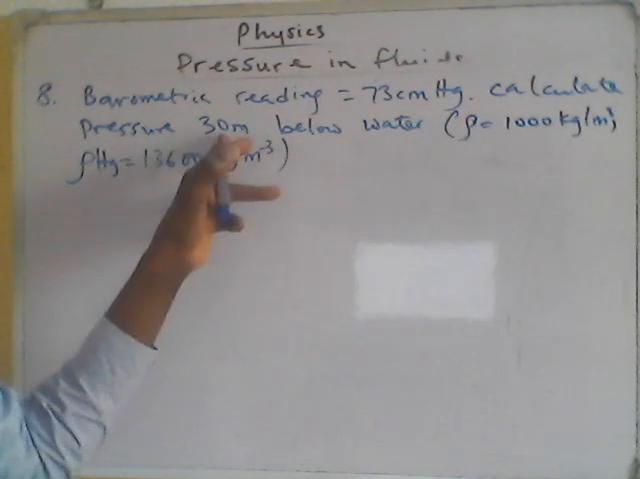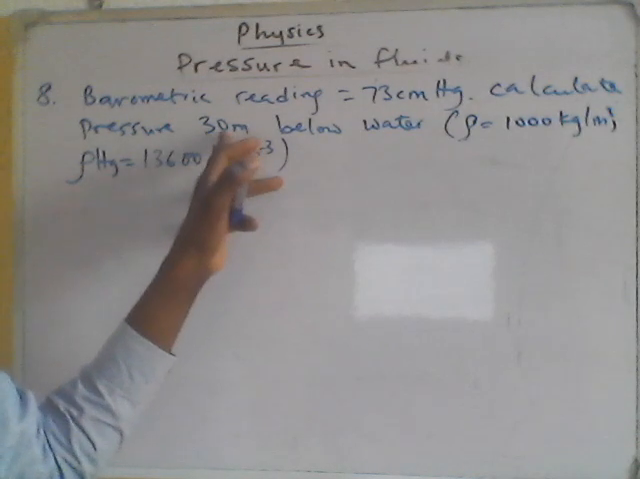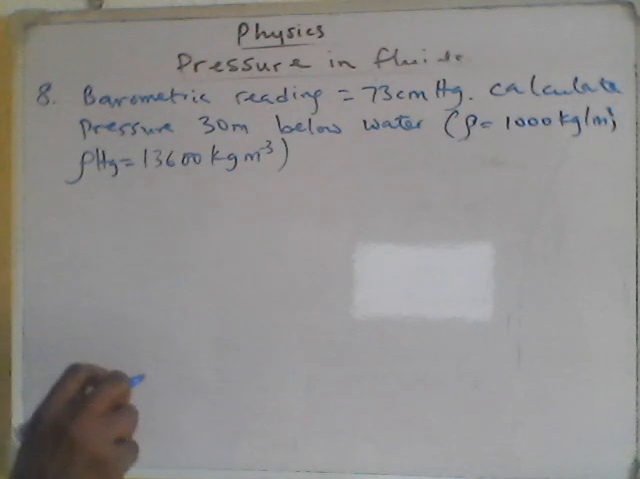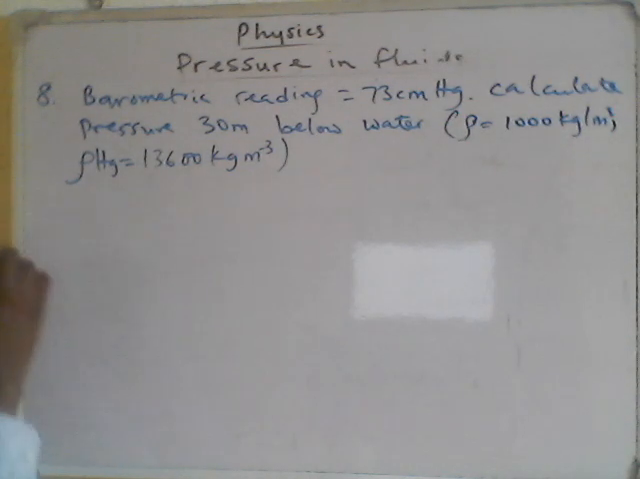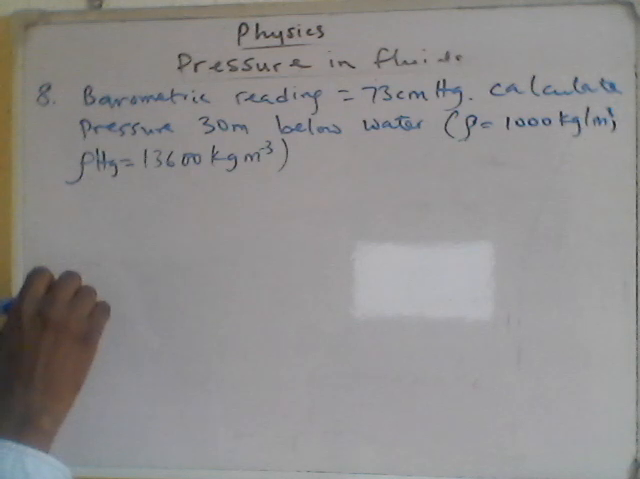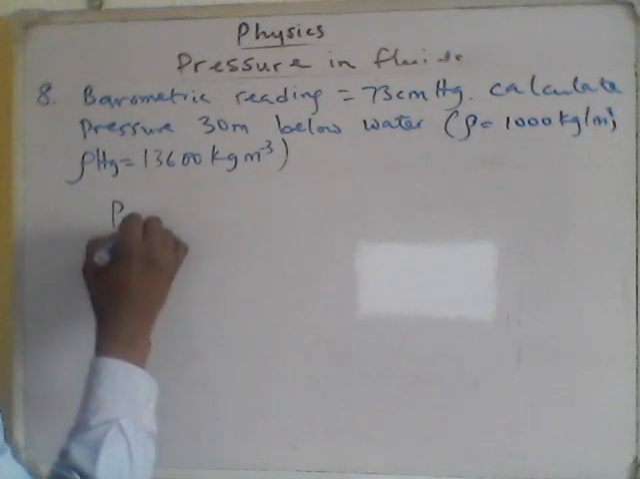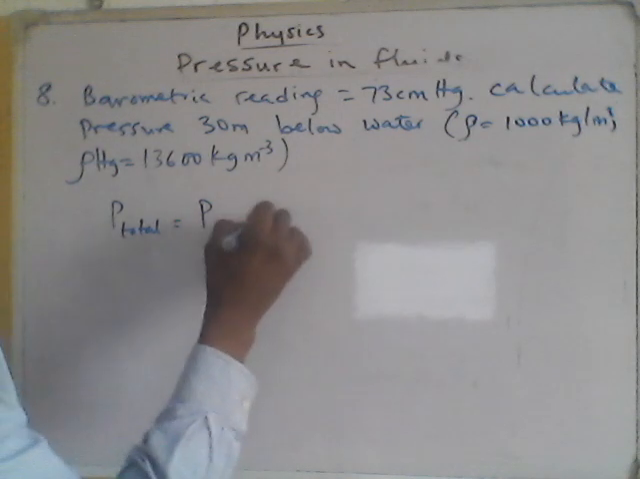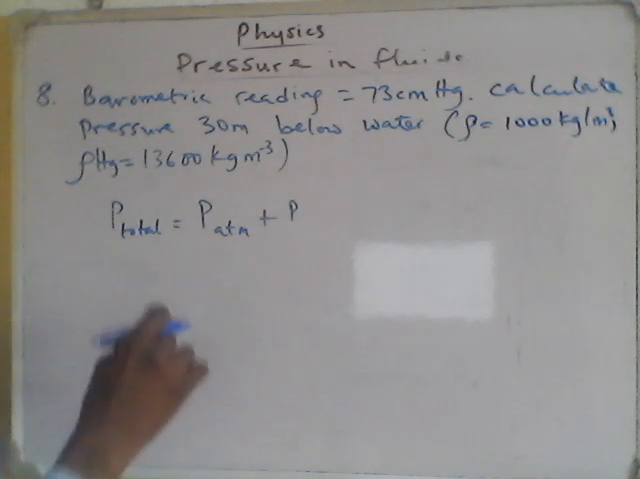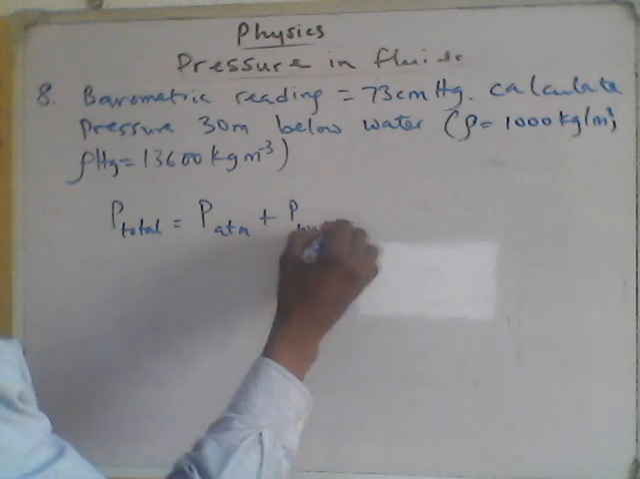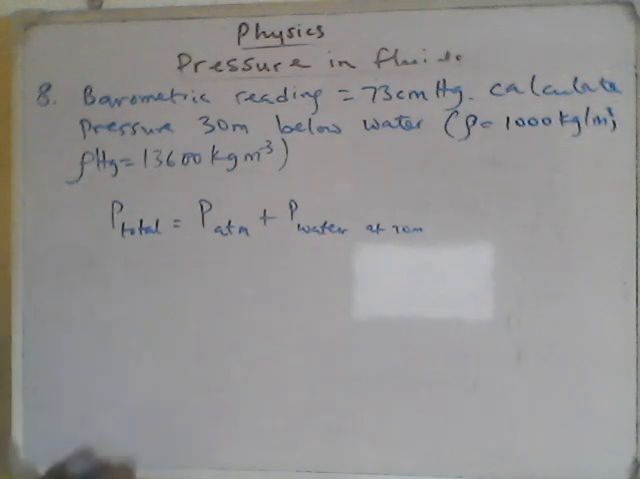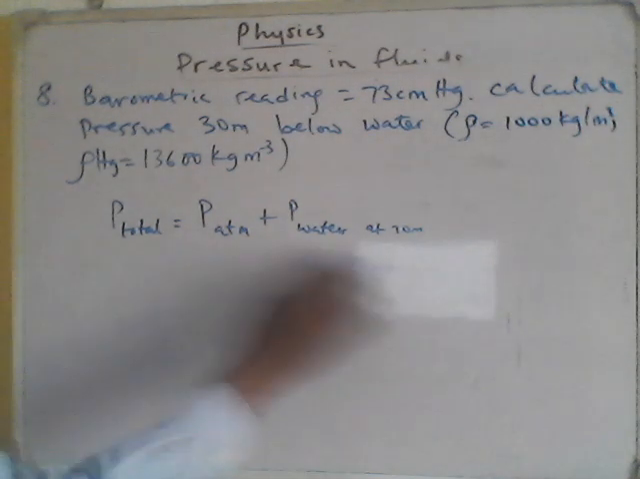So at this 30 meter point, that is where we're going to calculate pressure. We're going to add the pressure of the water at this level and the atmospheric pressure. So we say total pressure, let's call it P total, is equal to P atmosphere plus P water at 30 meters. Okay, so this is the total pressure.